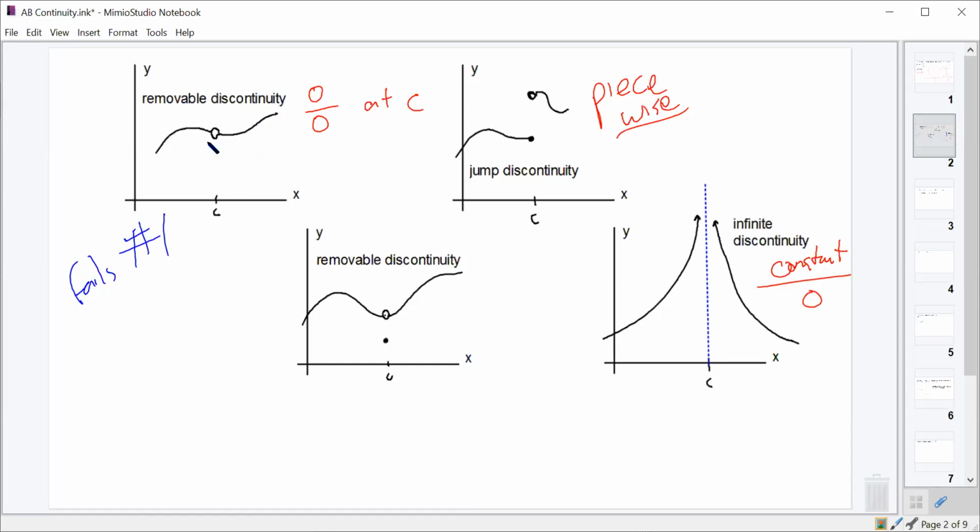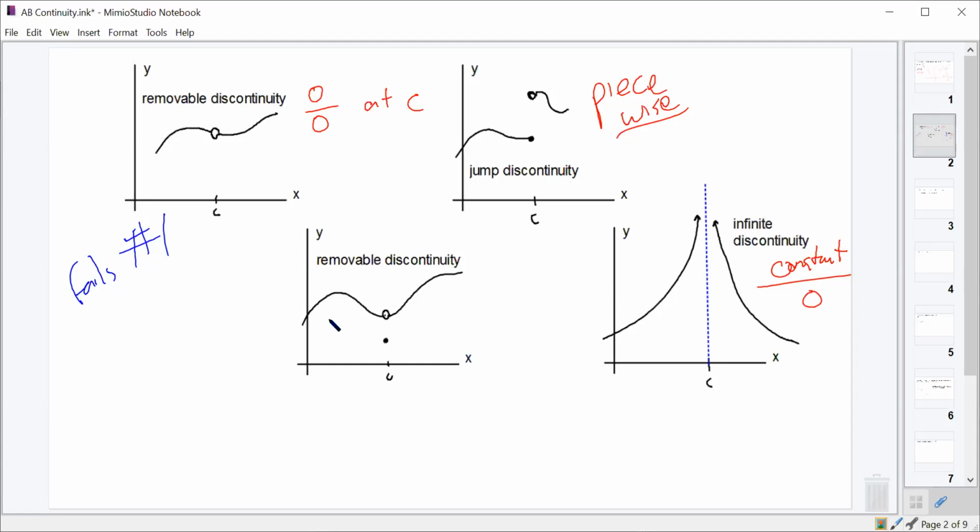It does have a limit at x equals C, but it fails number 3 also because there's no value of the function. So the value of the function can't equal the value of the limit. Everybody good with that? So once it fails 1, we don't need to bother to figure out if it fails the rest.